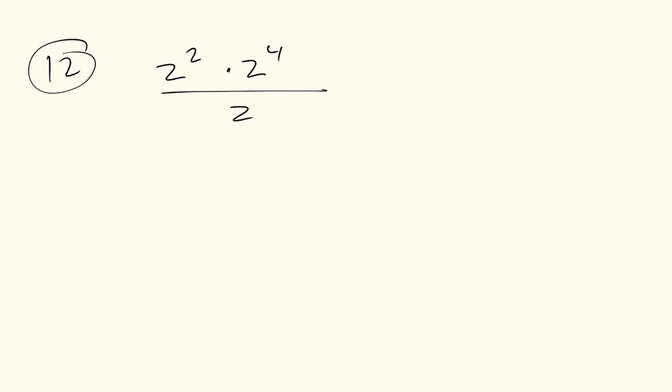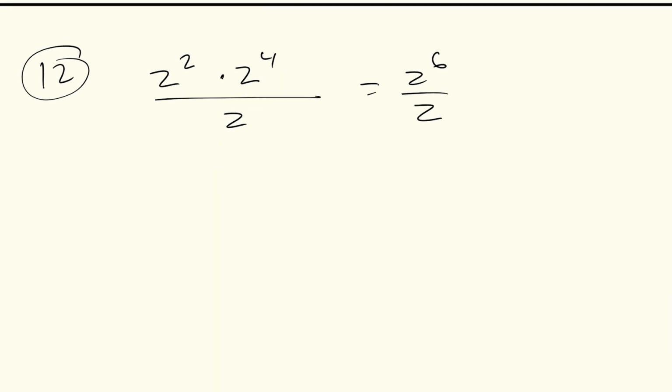Try another problem. Let's go z squared times z to the 4 over z. Now pause the video and try this on your own, but z squared times z to the 4 is simply equal to z to the 6. We add the exponents over z, and z is considered z to the 1. And so when we subtract 6 minus 1, we're left with z to the 5.